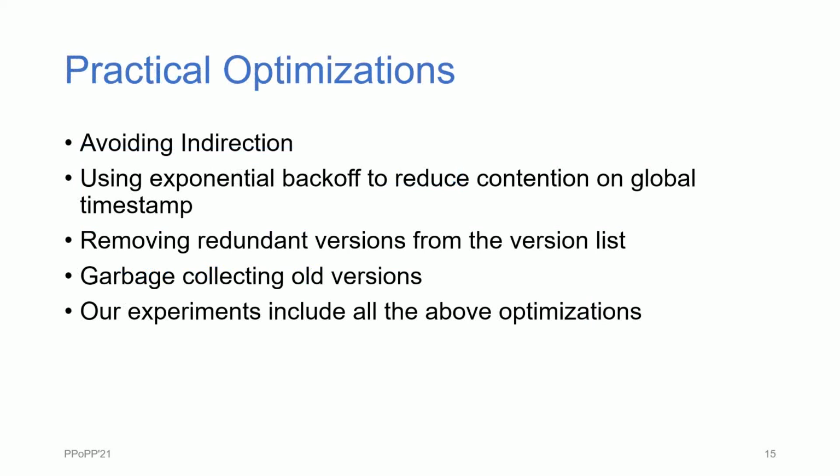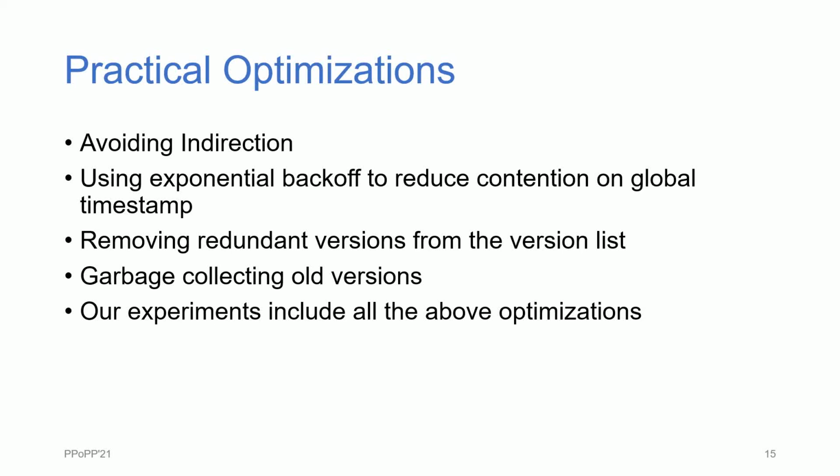Another thing we noticed in our experiments is that workloads with extremely frequent multi-point queries end up being bottlenecked by compare and swaps on the global timestamp. To reduce contention on this timestamp, we implemented an exponential backoff scheme, which we use when incrementing it, and this helped a lot in some workloads.